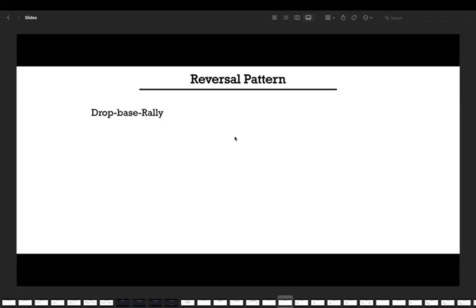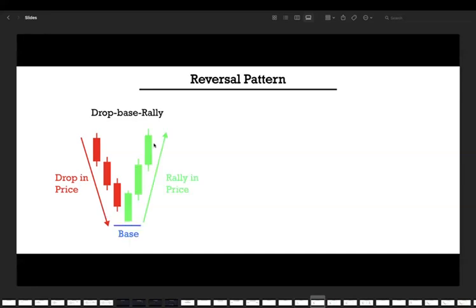So we have two reversal patterns. The name of the first one is drop, base, rally. That's how it looks. Drop, base, and rally is a bullish reversal pattern. It's showing us how the price is doing a reversal from falling to rising. And you may ask me, all right, I understand what the drop is, what the rally is.